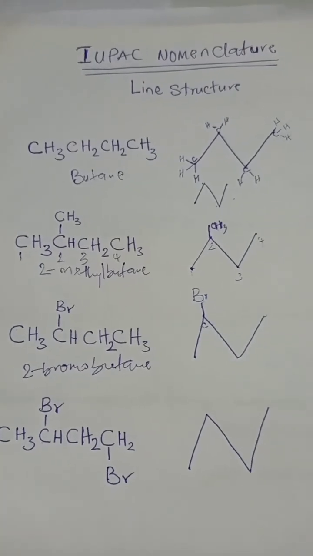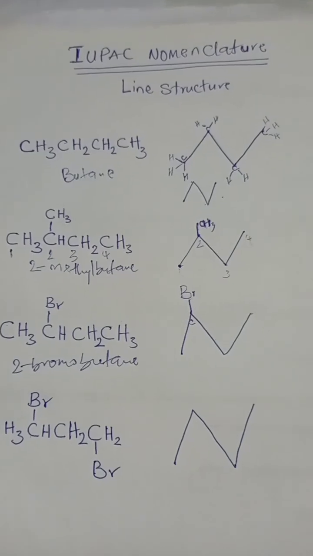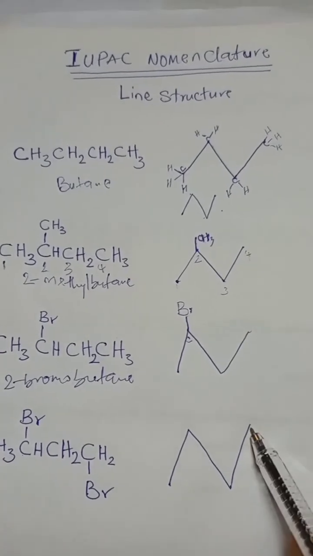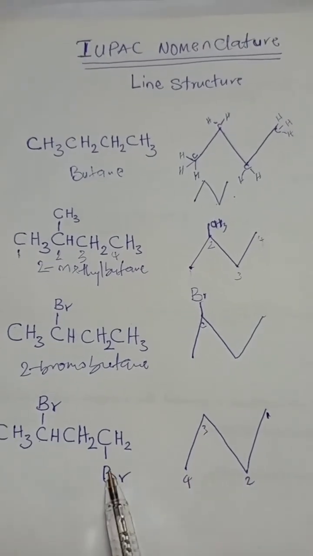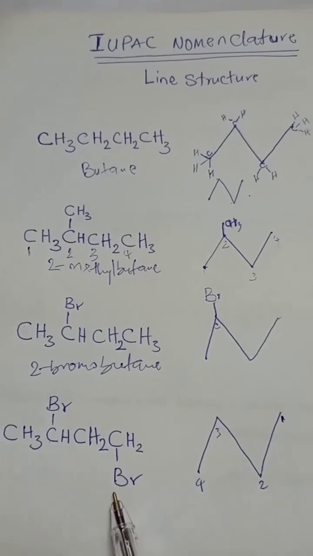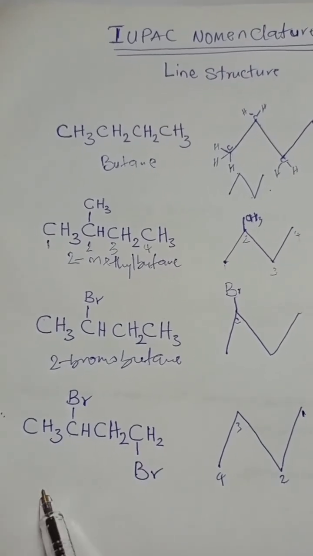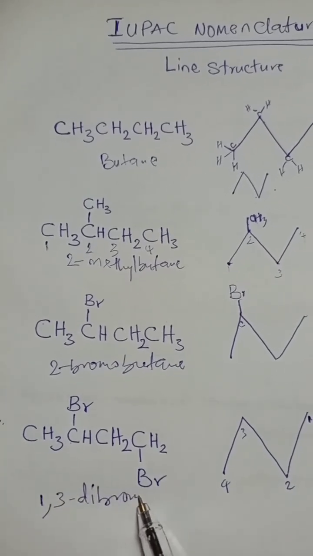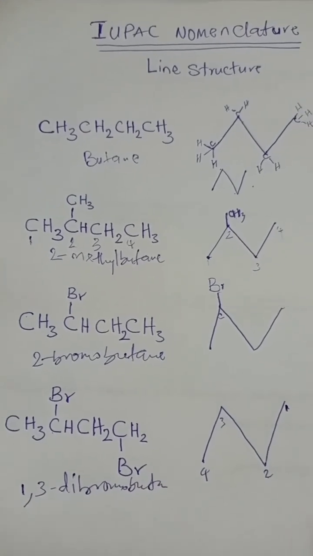Now this is where many scientists get confused. Now, at position 1, we have bromine. Remember, this is our 4 carbon chain, right? This is position 1, position 2, position 3, position 4. Because this is 1, we must give the substituent the lowest possible number, right? 1, 2, 3, 4. So we say 1, 3 dibromo, then butane, right? 1, 3 dibromobutane.